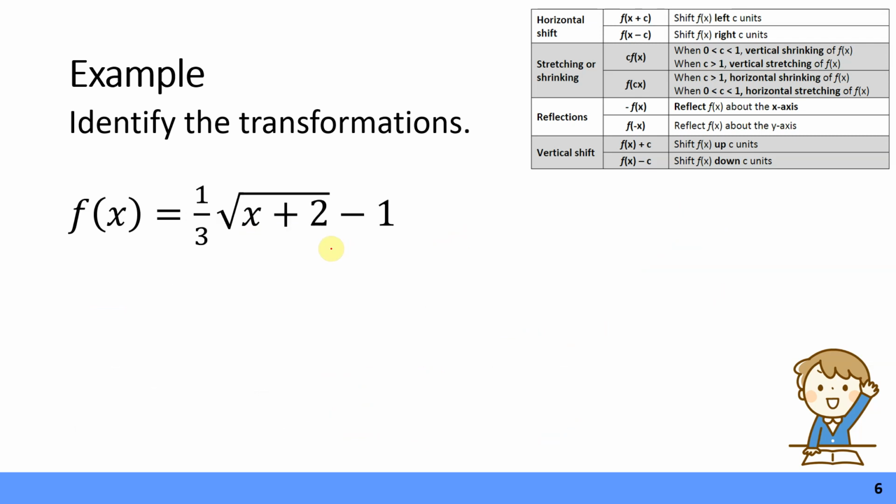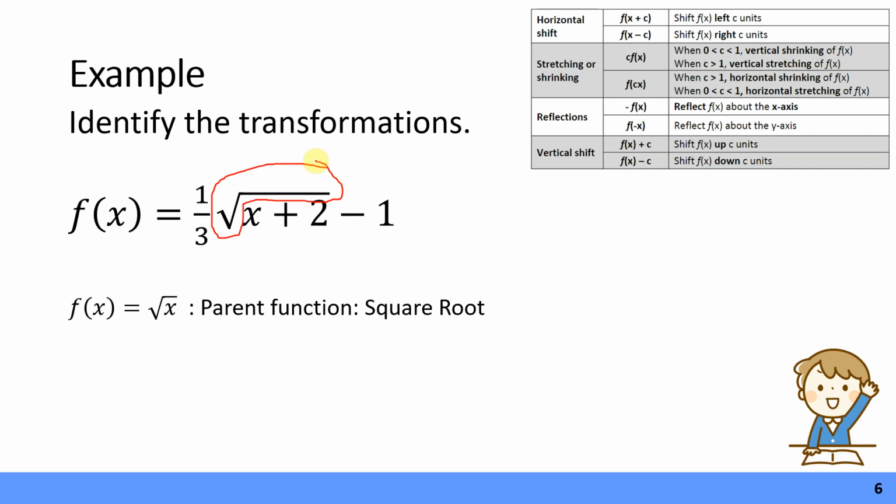So here we go, right? They're giving us an equation telling us to identify the transformations. First thing you do, remember, step number 1, you have to identify the parent function. I don't see any powers, so it's not a quadratic, it's not a cubic. But of course, the first thing you guys should see is that there is a square root. So that means that the parent function is going to be a square root.